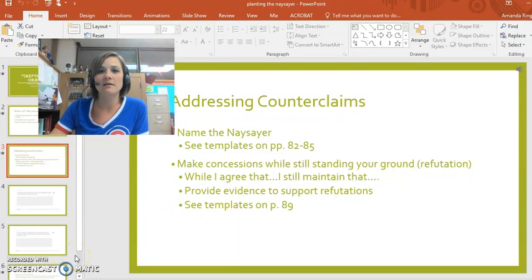Once you've done that, then you need to respond. So your response has two pieces. One, you have to concede. So that means that you take a moment to agree to an extent with the counterclaim.